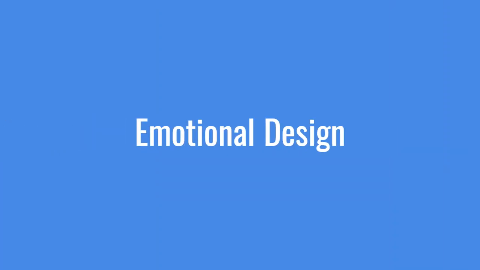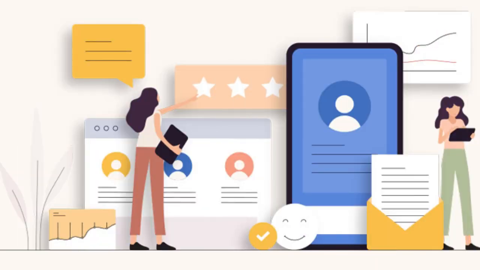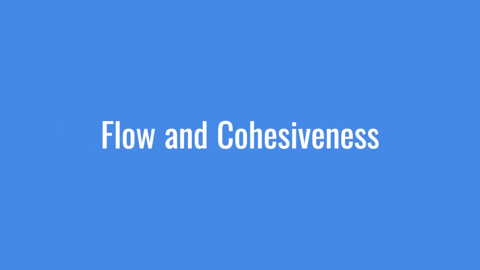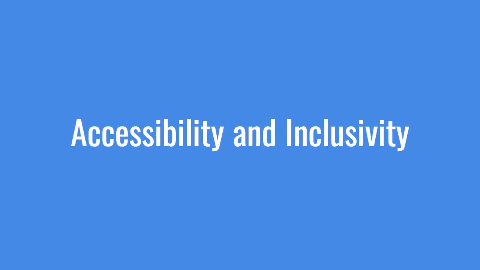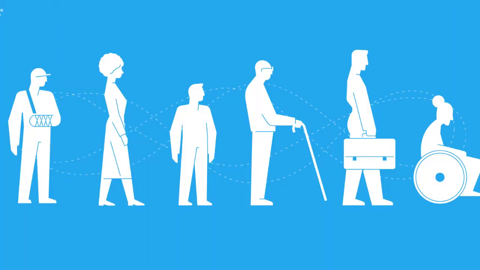Then emotional design means consider the emotional impact of the design on users. A positive emotional experience contributes to user satisfaction and long-term engagement as well. Then flow and cohesiveness means design a seamless and coherent flow throughout the user journey. Users should be guided intuitively from one step to the next, minimizing confusion and frustration for the customer. Accessibility and inclusivity means prioritize accessibility to ensure that the product can be used by people of all abilities. Consider diverse user needs and provide inclusive features.